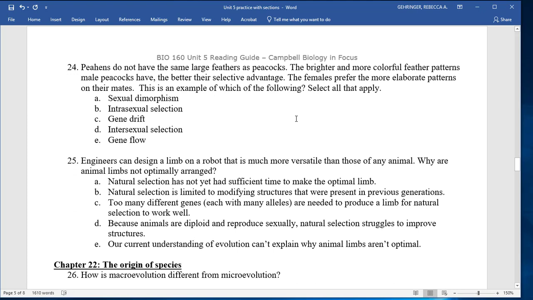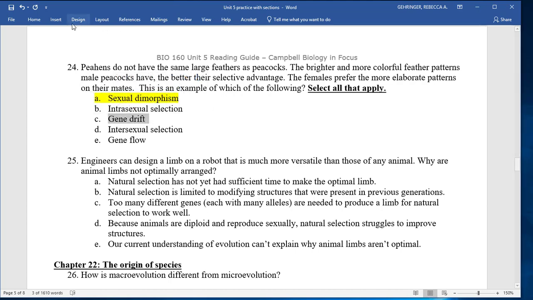24, peahens do not have the same large feathers as peacocks. The brighter and more colorful feather patterns male peacocks have, the better their selective advantage. The females prefer the more elaborate patterns on their mates. This is an example of which of the following? This is a select all that apply. So, sexual dimorphism. Dimorphism, two morphs, two structures. So, that is an example of sexual dimorphism. The peahen looks a lot different than the peacock. They're kind of brownish. And then gene drift, gene flow.